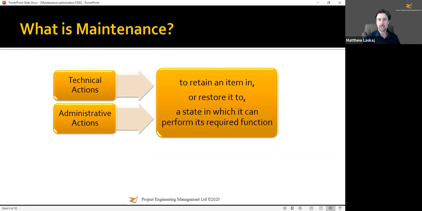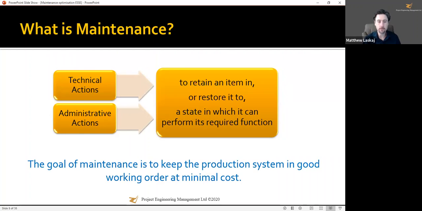So the technical actions and the administrative actions work together. And the main purpose of maintenance is to retain the item or restore it to a state in which it can perform its required function. So this is our whole aim, our whole point of doing maintenance. We bought the equipment, or we designed the equipment to perform a function. All maintenance is doing is bringing it back to that function that it was originally meant to perform.